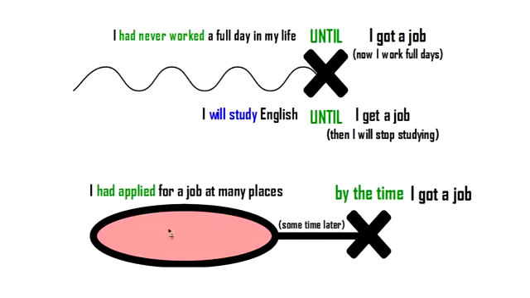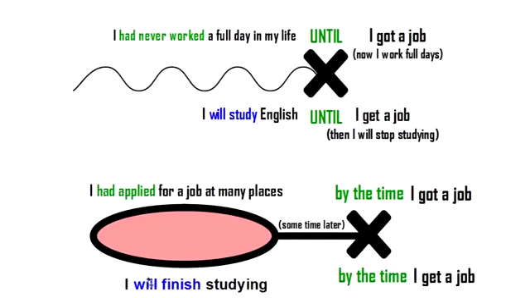Okay? Now, another example of this is in the future. I could say, I will finish studying by the time I get a job. So this is the future. I don't have a job, but I will finish studying at the university, and then sometime later I will get a job. And so again, we can use by the time to indicate that I will finish studying by the time I get a job. Alright guys, so I hope this was helpful in understanding how we use until and by the time.